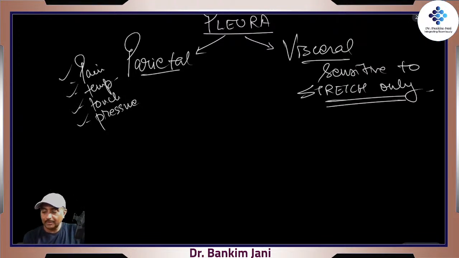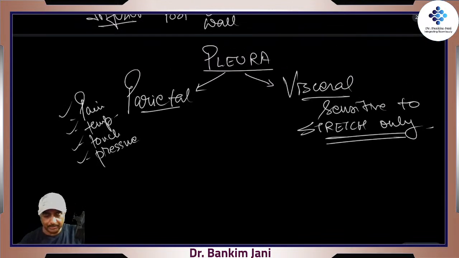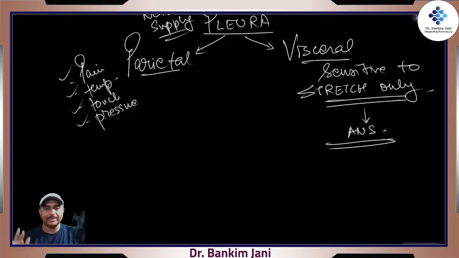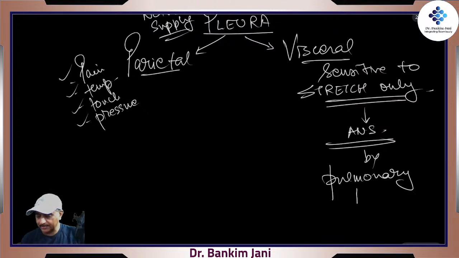So, when we are talking about this, let's take the nerve supply also, that would be easy. So let's change the heading to nerve supply. Visceral pleura is sensitive to stretch only because it is part of the ANS, and it is supplied by the pulmonary plexus.